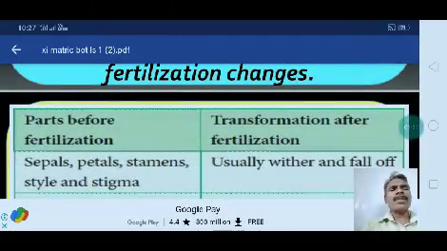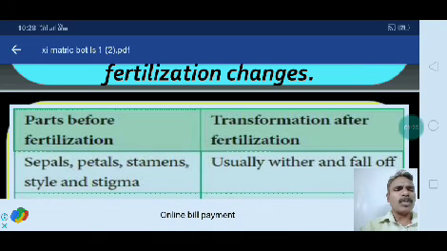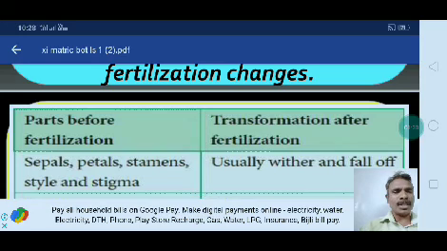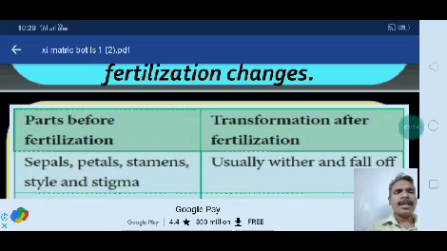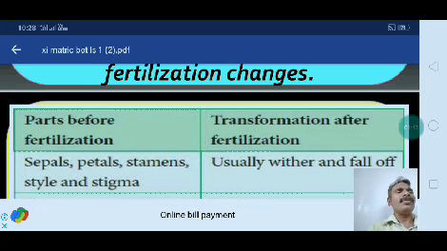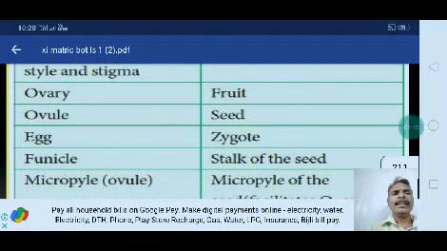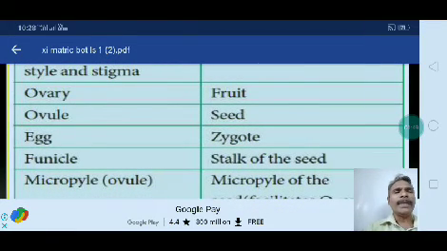Here there is a table of the parts before fertilization and their transformation after fertilization. Sepals, petals, stamens, style and stigma usually wither and fall off. Then the ovary is modified into fruit, and the ovule is changed into seed.